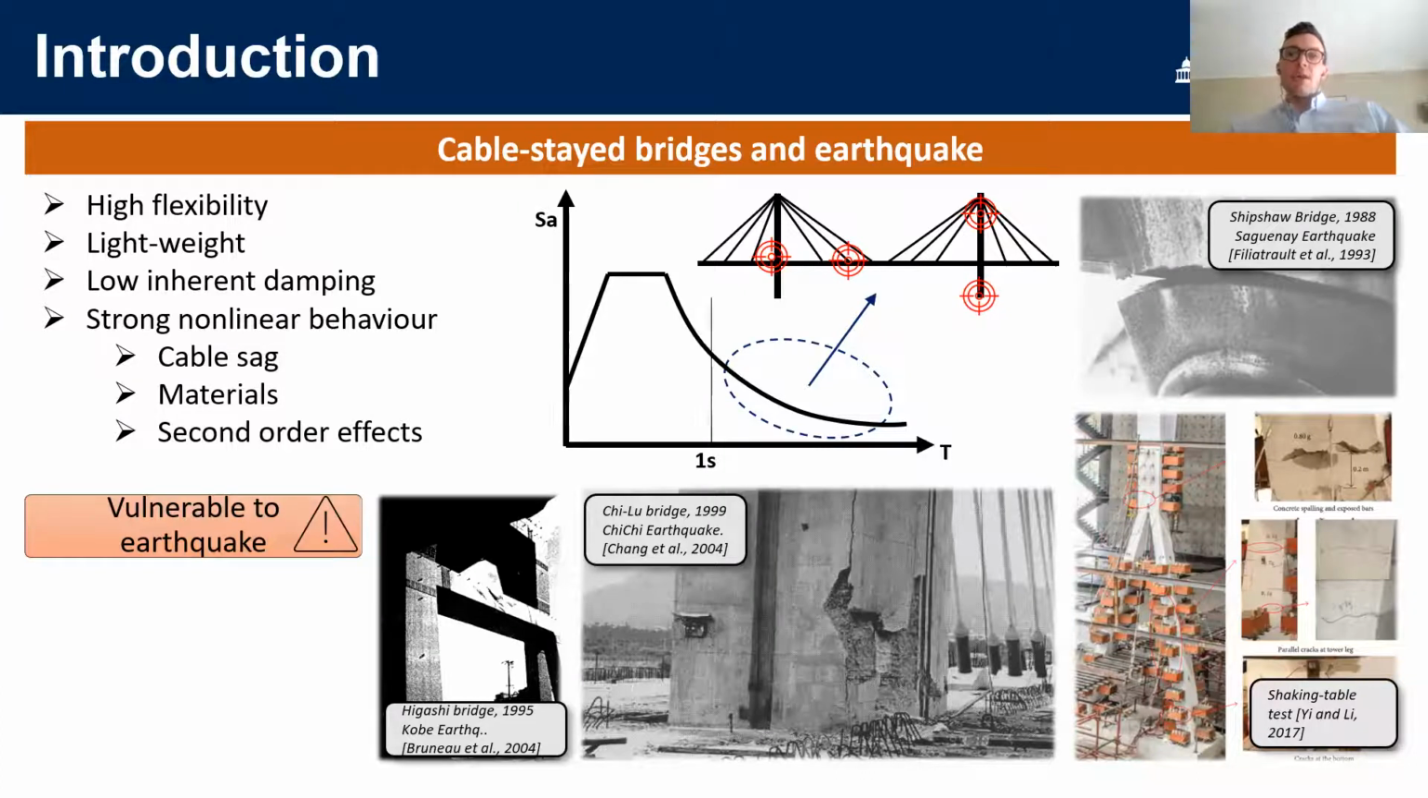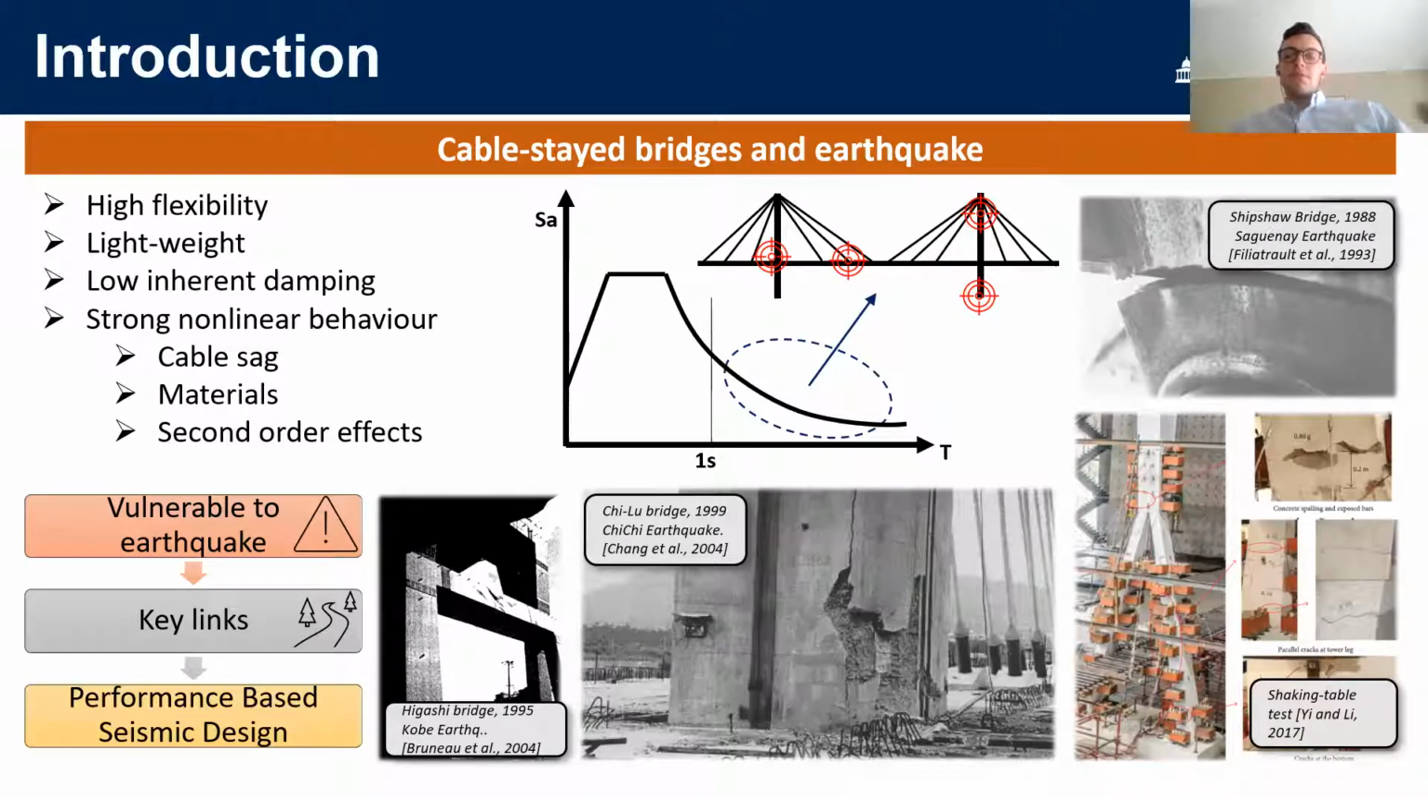For example, here you can see damages which developed at the connection between the deck and the tower, at the connection between the cables and the tower, or for example, at the base, which means that cable-stay bridges are vulnerable to earthquakes. And since they usually represent key links in the infrastructure networks, also requiring a really high investment of money to be built, we understand why we need to use the best approach we have to design them, which for seismic design can be considered to be performance-based design.